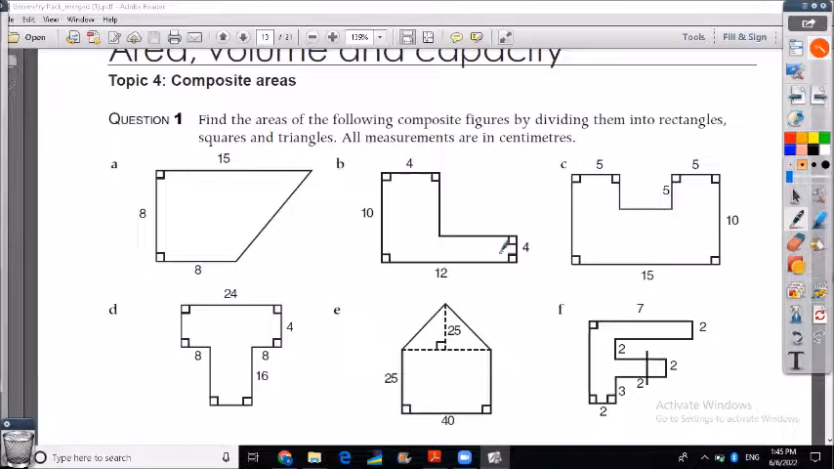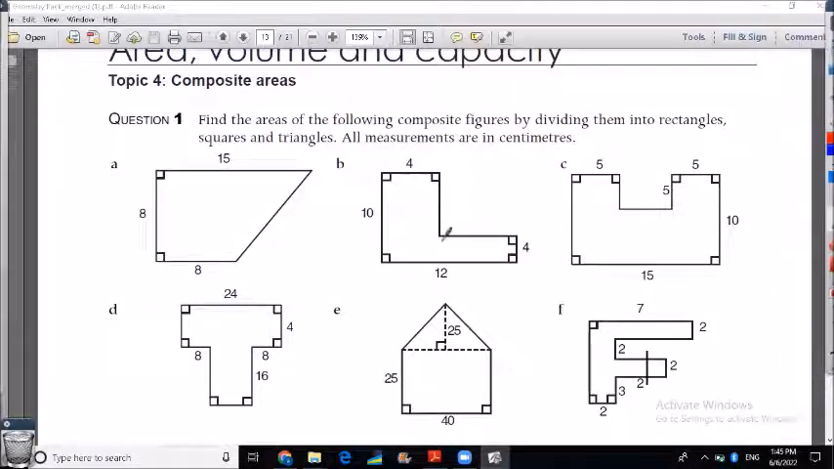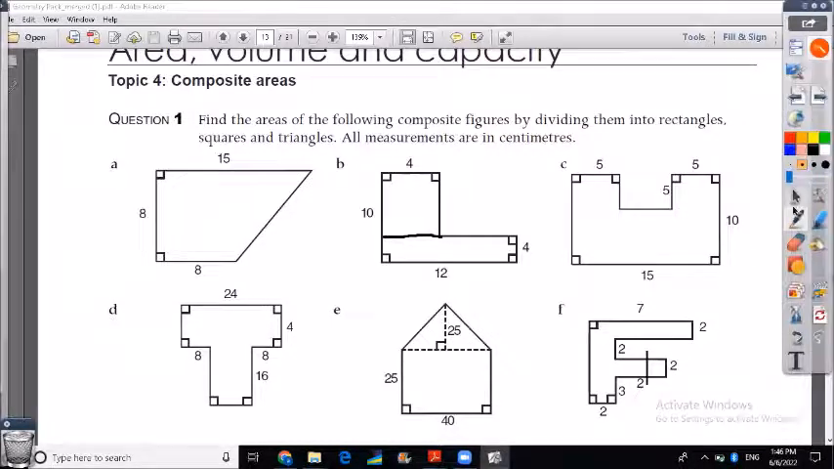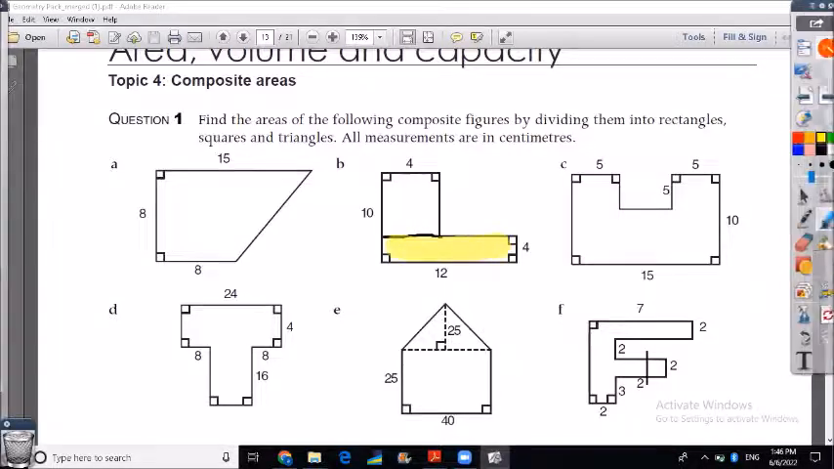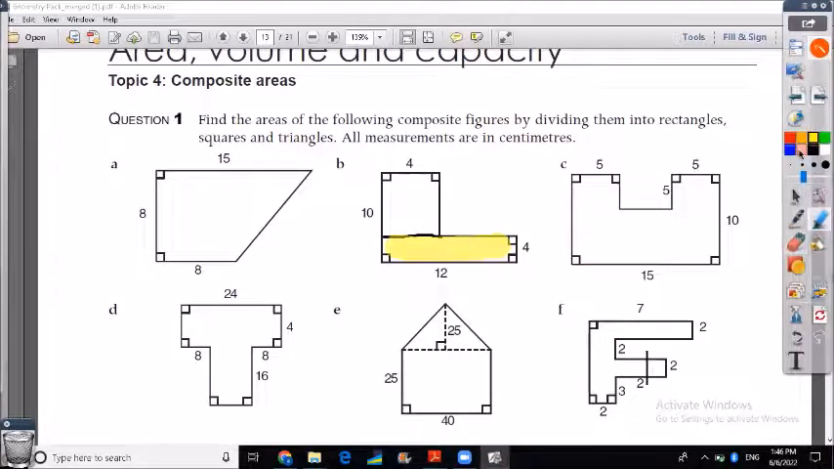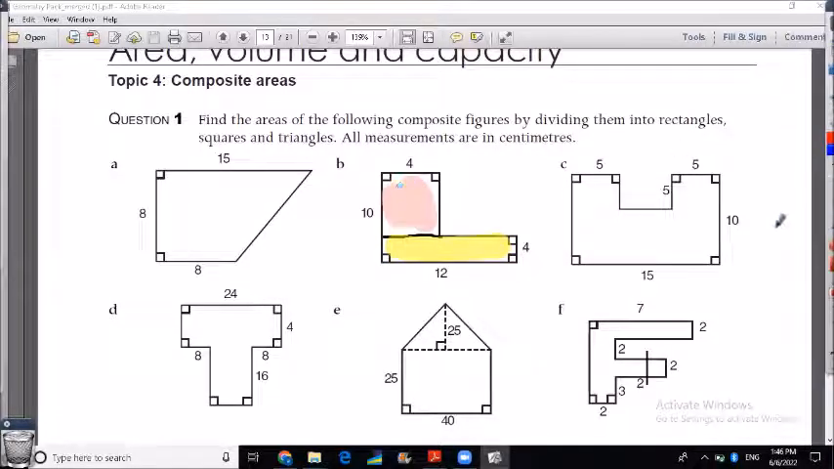All right, what about the composite figures? Composite figure like in question 2 here, how can we do it? We need to split the shape. So the shape here, we have 2 rectangles. I'm going to split it this way, and then I find the area of the first part, then I find the area of the second part, then I add them up.